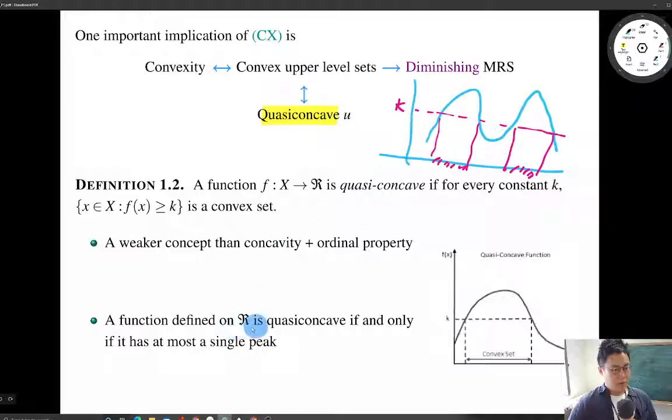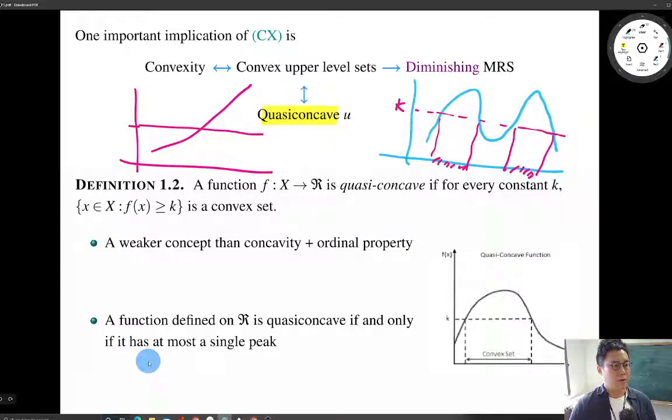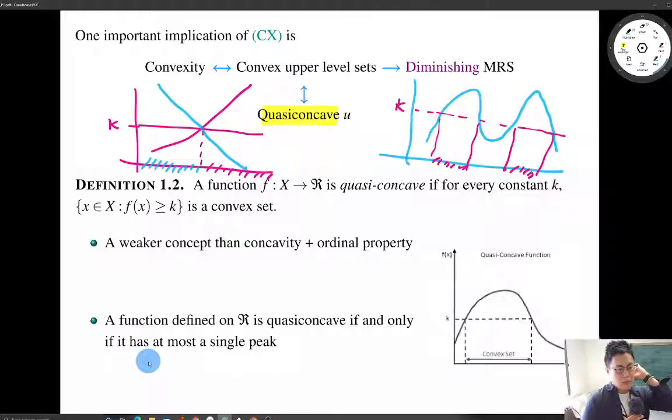so a function defined on the real numbers is quasi-concave if and only if the function has at most a single peak, right? So a monotonically increasing function or decreasing function is also quasi-concave, right? Think about the increasing function, then its upper contour set for any arbitrary number k is going to be a connected interval. So it is quasi-concave. It is a convex set, right? And a decreasing function is also quasi-concave. Now the upper contour set is this, and that is a connected interval. Okay? Right. So if the function has a peak, it has to be unique for quasi-concavity.